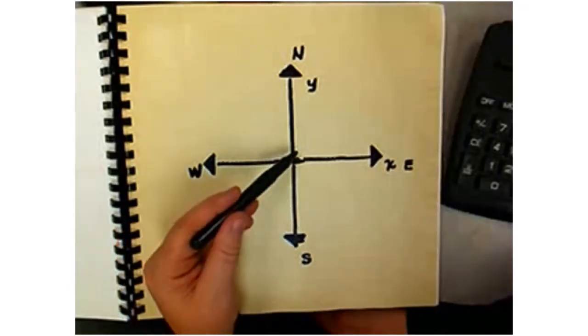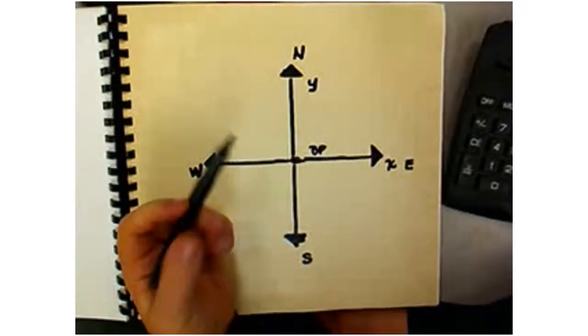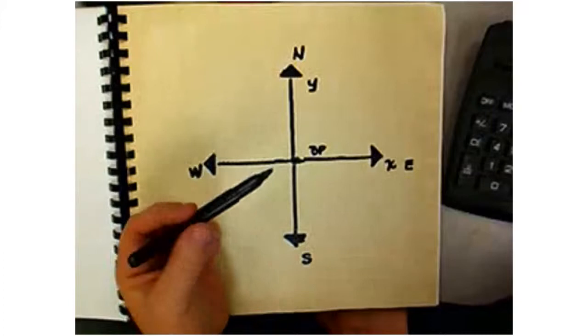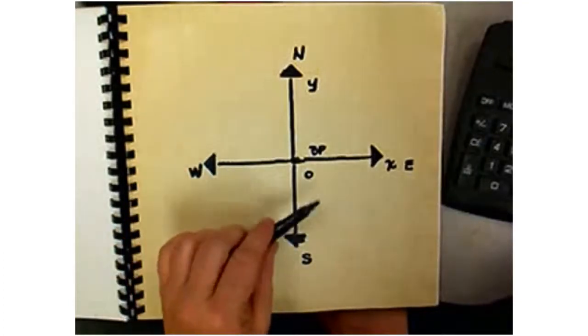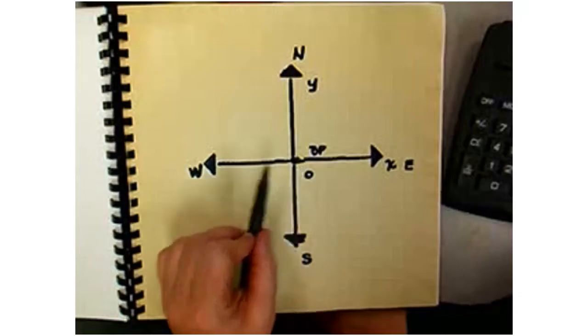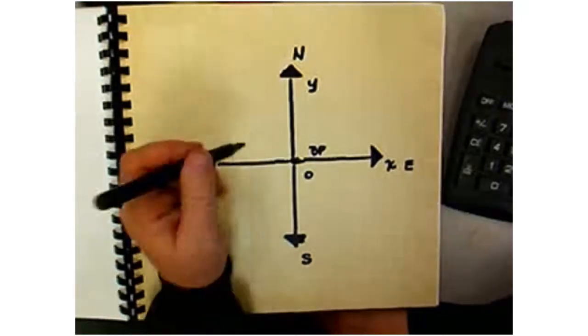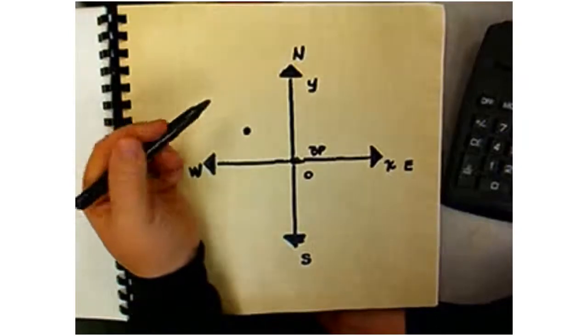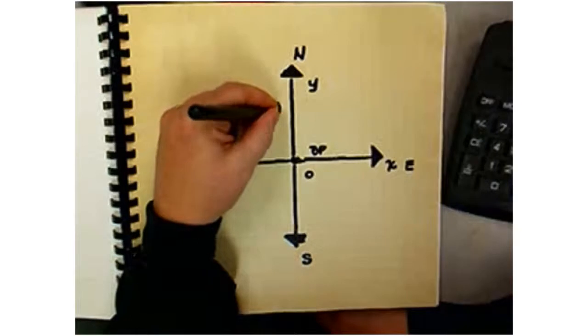Blendon Park is the origin, so they're labeling that BP next to the origin, but they also label it an O. And then there's a point that is 3 miles west and 2 miles north. So 3 to the left and 2 miles up. That's our Mills Market. So open paren, negative 3, comma 2, close paren.